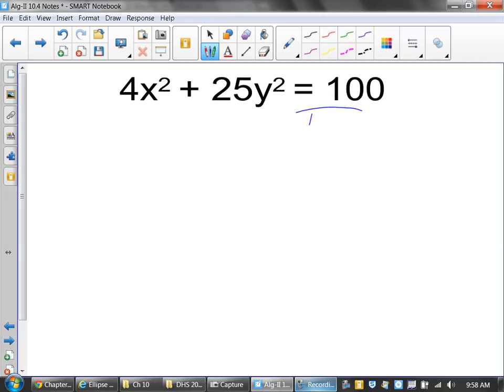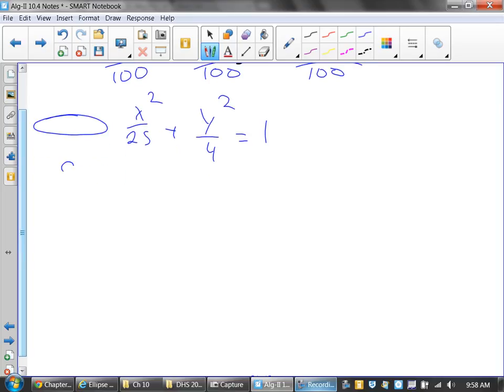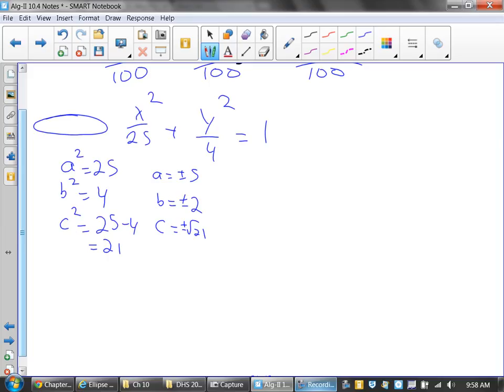Divide everything by 100. We get x squared over 25, y squared over 4 equals 1. Is this one stretched left and right or stretched up and down? Horizontal. Left and right again, it's horizontal. So that means that my a squared is 25, b squared is 4, c squared is 25 minus 4, so it's 21. A is plus or minus 5, b is plus or minus 2, c is plus or minus square root of 21. Again, just straight labeling.